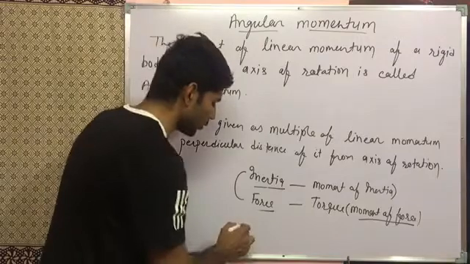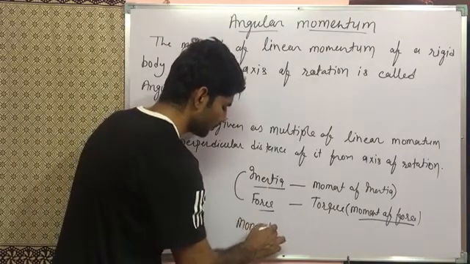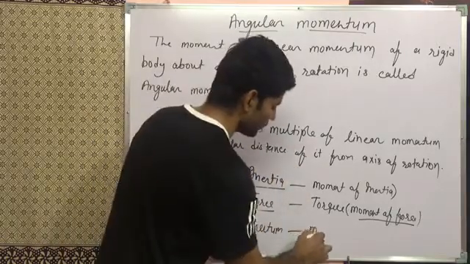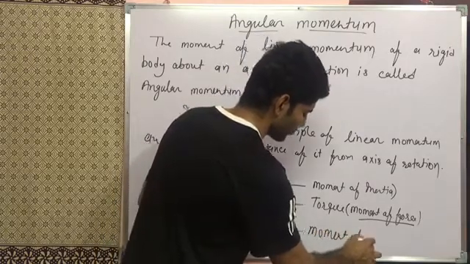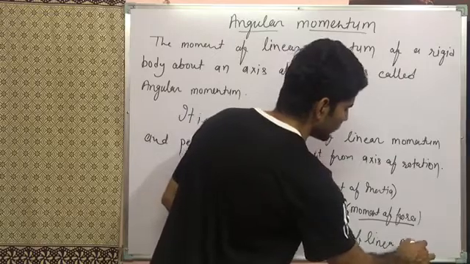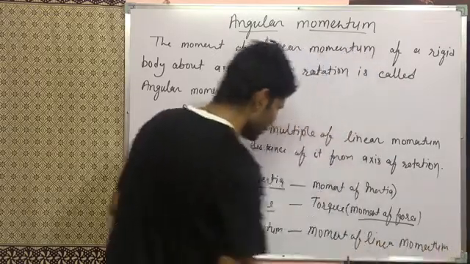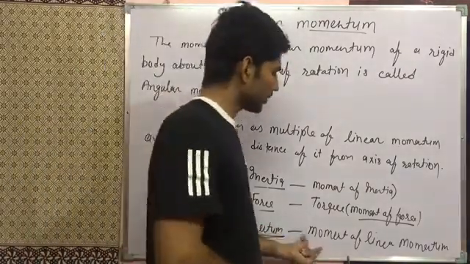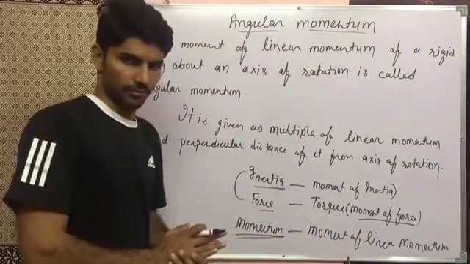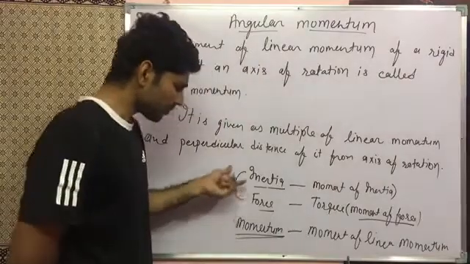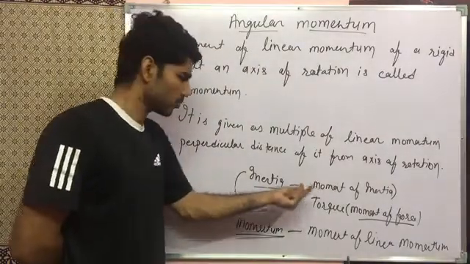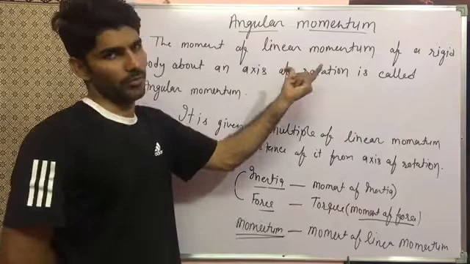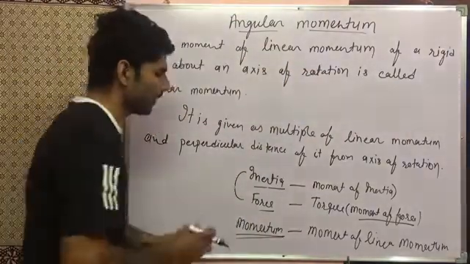Now we convert our momentum into the moment of linear momentum. In linear motion we had momentum, and now the moment of linear momentum we call angular momentum. So inertia is converted into moment of inertia in rotational motion, force is converted into moment of force, and linear momentum is converted into angular momentum. So things are equally the same as we discussed previously.